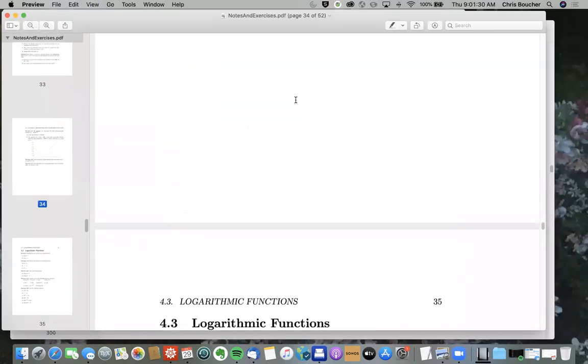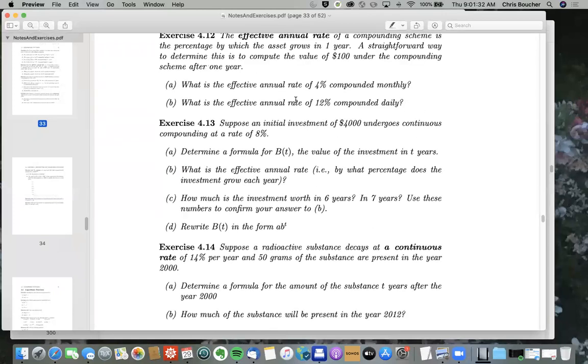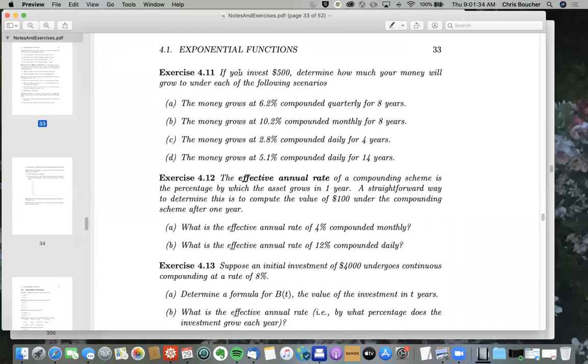So 411, let's find that one. Is right here, right? So the idea here is you invest $500 or you have a $500 asset of some sort, and it grows according to some different scenarios. We're just going to do some different computations here. So let's say it grows at 6.2% compounded quarterly for 8 years.